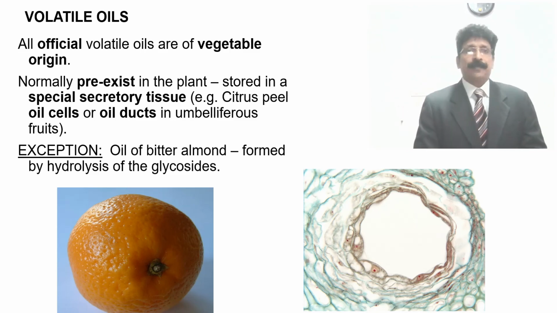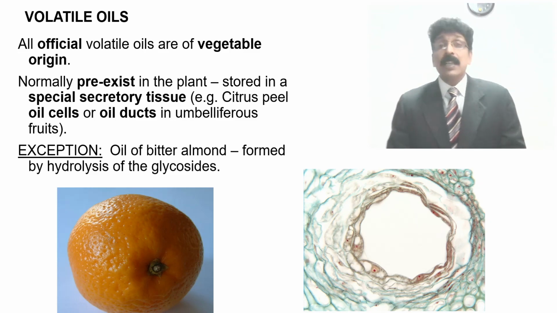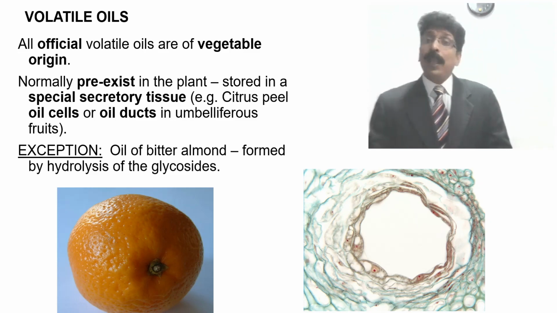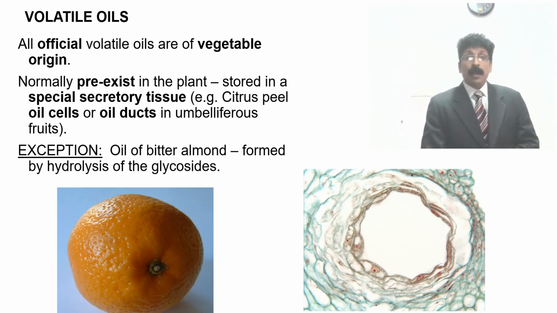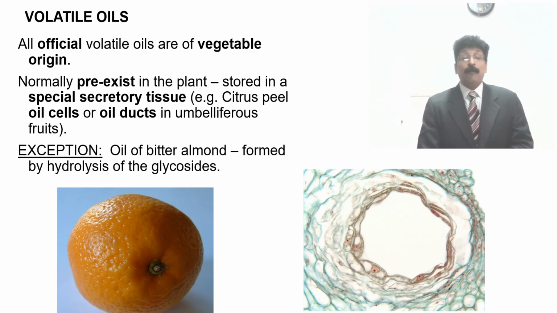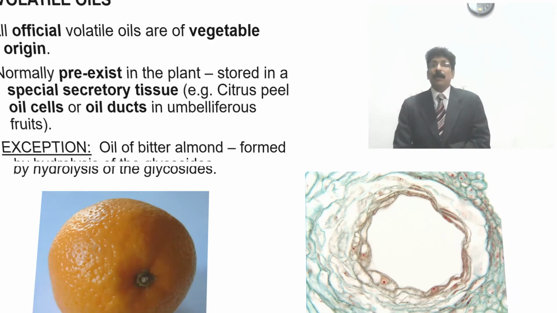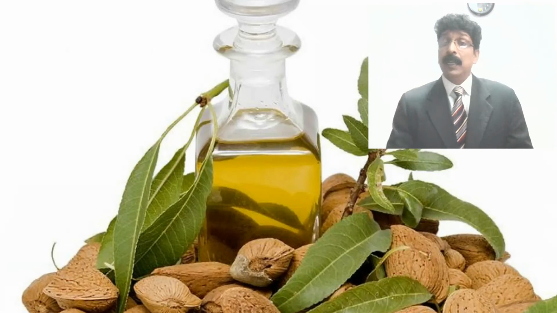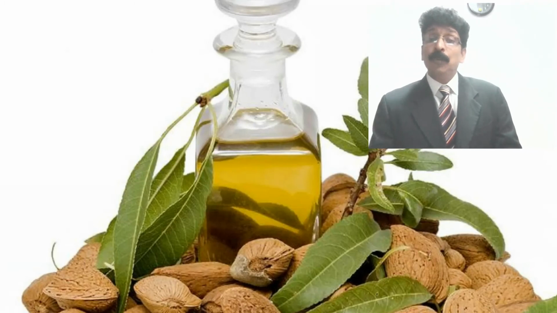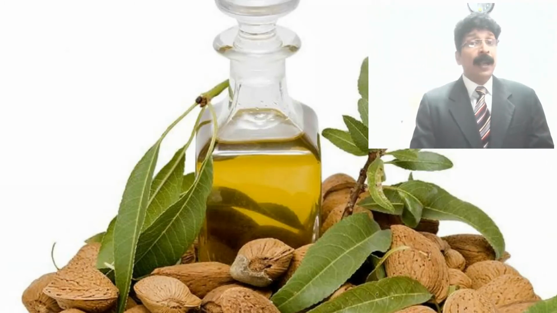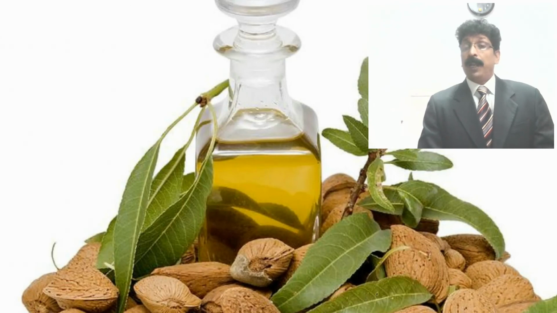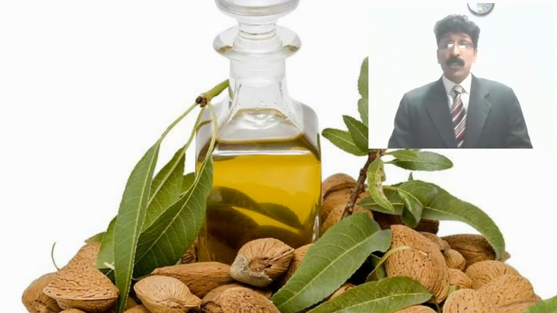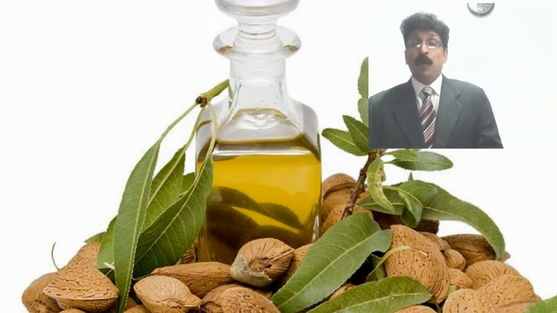We say that oils are present in oil ducts or oil cells, but only in bitter almond you should say that it can be formed by hydrolysis of glycosides. This is the bitter almond oil. Nowadays, bitter almond oil is used for vegetable purposes and also for cosmetic purposes. Both have more value nowadays.